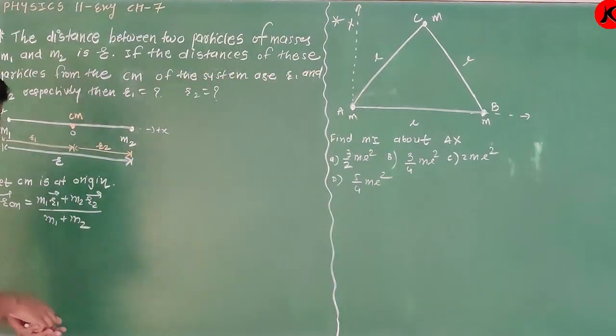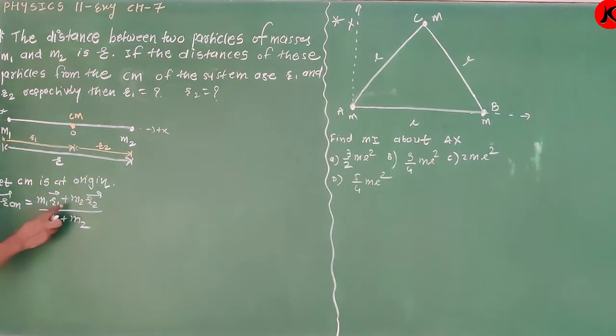Now, let the center of mass be at the origin. So R center of mass is equal to m1 r1 plus m2 r2 divided by m1 plus m2. It is easy. As the center of mass is at the origin, I can directly multiply m1 plus m2 on the other side. The center of mass is at the origin, so it is 0.